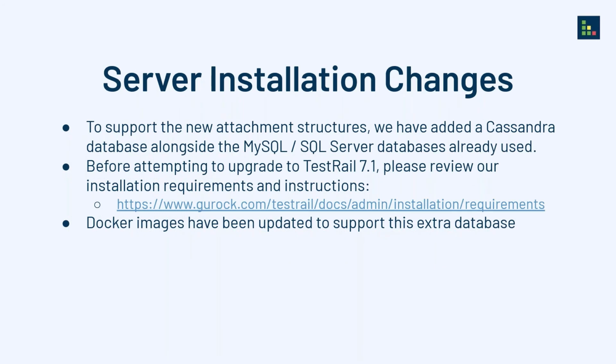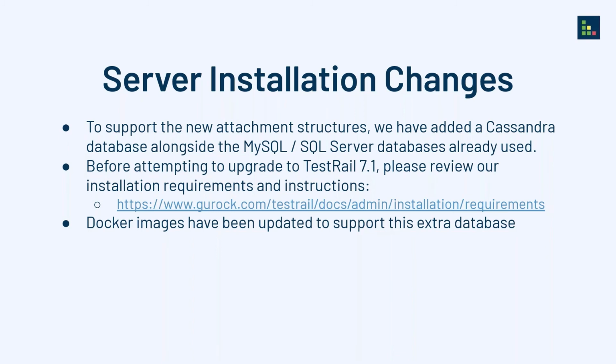For TestRail server, we have made some significant changes to support the new attachment structures. We've added a Cassandra database that goes alongside either a MySQL or SQL Server database, which is already used. So TestRail will now use two separate databases going forward. If you are using TestRail server and you are interested in upgrading to 7.1 once it becomes available, please keep this in mind. We would recommend definitely making a backup of your TestRail instance and reviewing our installation requirements before you begin working on the upgrade.